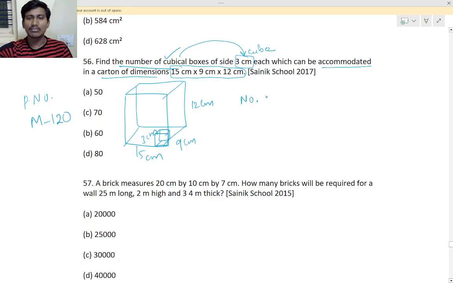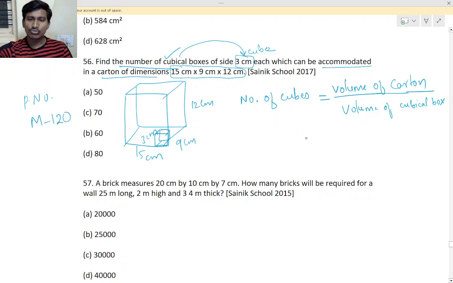We have to divide volumes. The number of cubes will be the volume of the bigger one, that is the carton, in which we have to place the cubical boxes, divided by the volume of the smaller cubical box. We know the volume of the carton: we multiply all the three sides, so that is 15 into 9 into 12, divided by the volume of the cubical box.